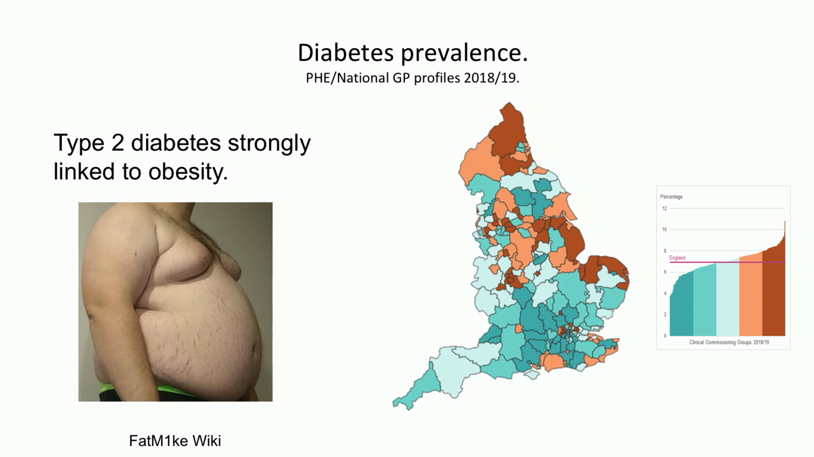Slightly different pattern for diabetes, but again, highly concentrated in particular areas, and this tends to be associated particularly with adult obesity. There are other issues for type 2 diabetes, which is the commonest form of diabetes. Again, concentrated in particular areas of the country.